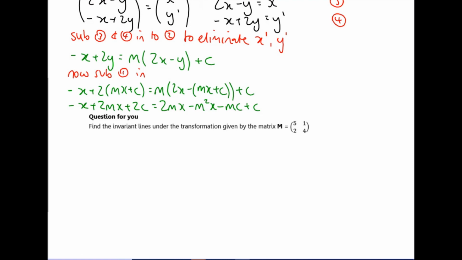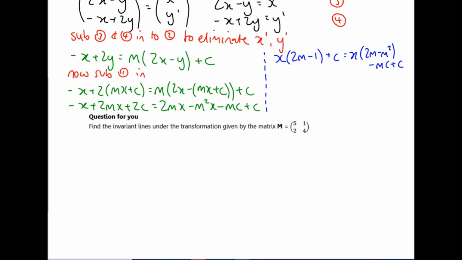There's a couple of different approaches you could do here. I'm going to collect all the x's up on both sides and equate the coefficients. You can collect them all up on one side if you want and set it equal to 0, which is the second thing. So my left-hand side, if I factorize x out, I've got 2m minus 1 and then plus c. On my right-hand side, if I factorize x out, I've got 2m minus m squared and then minus mc plus c. Okay, so I just collected up my x's and I've got my coefficients on them.